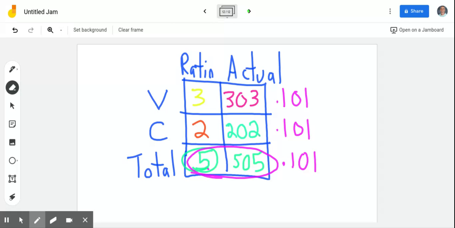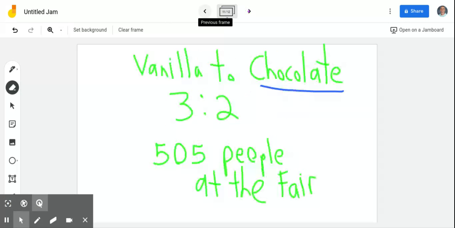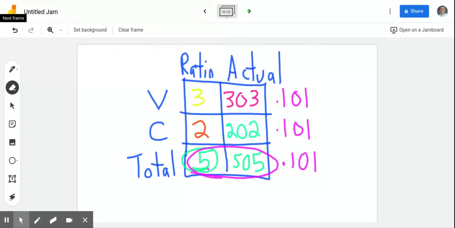So the question asks us, there's a ratio of vanilla to chocolate 3 to 2 at this fair that people got surveyed. 505 people at the fair. How many people like chocolate? Well, our ratio table tells us that it would be 202 people surveyed at the fair like chocolate. I love me some vanilla and I love me some ratio tables.